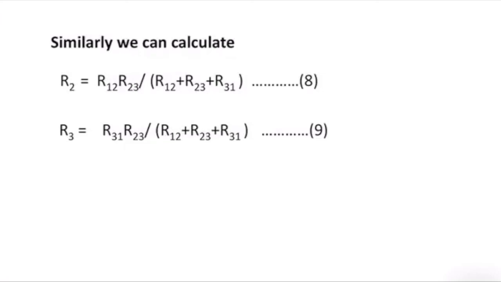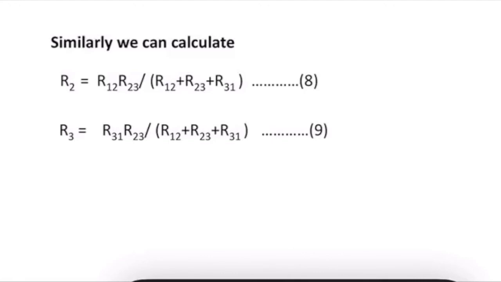So similarly, by subtracting and adding different equations, we can calculate the remaining two elements, those are R2 and R3. Now these are the final expressions for R2 and R3. You can easily see that R2 is equal to R12 and R23 divided by R12 plus R23 plus R31.